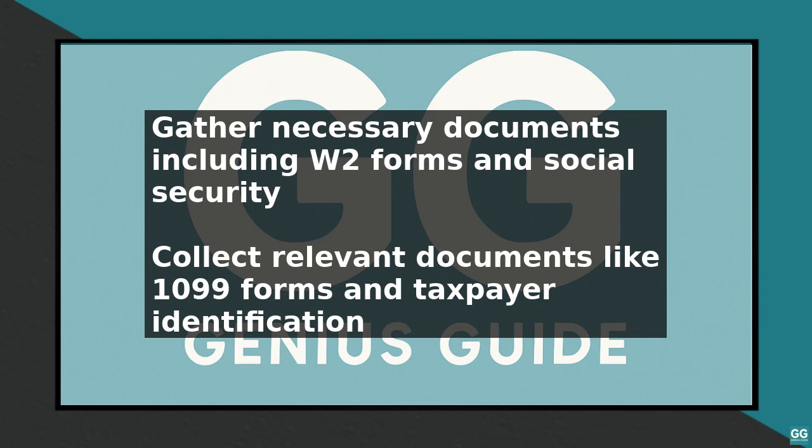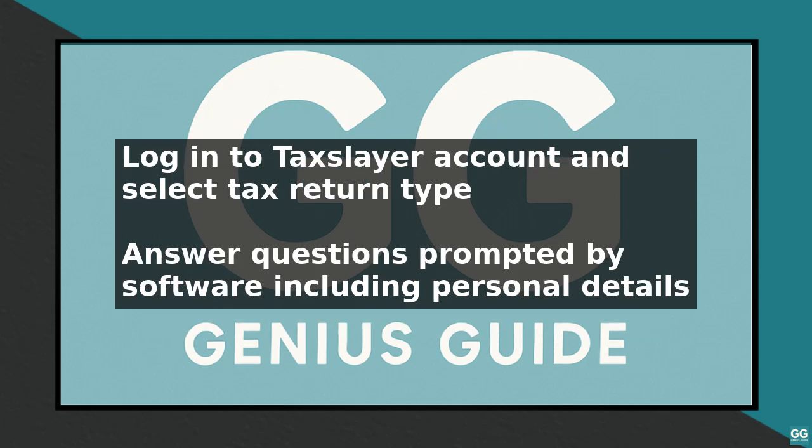As you progress through the tax filing process, Taxslayer will guide you through the various sections, including income, deductions, and credits. Make sure to take advantage of all the deductions and credits you are eligible for to minimize your tax liability. Once you have completed the tax filing process, review your return for accuracy and completeness.